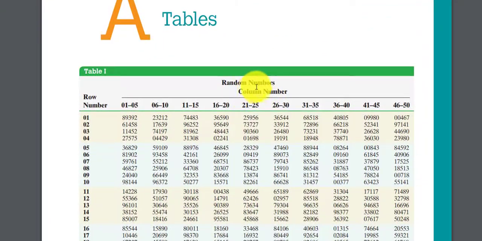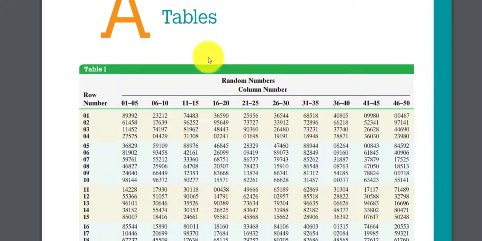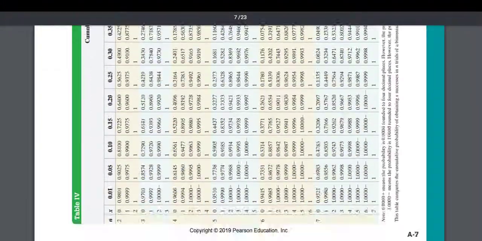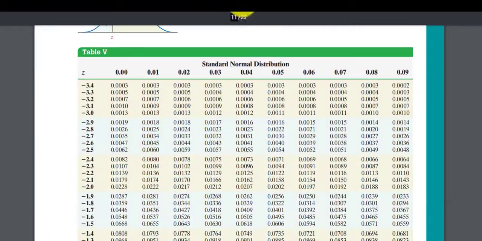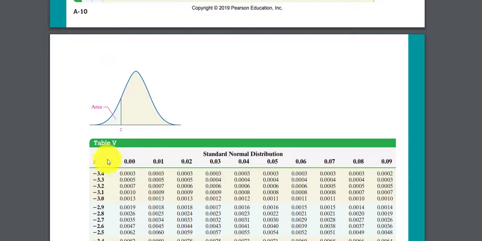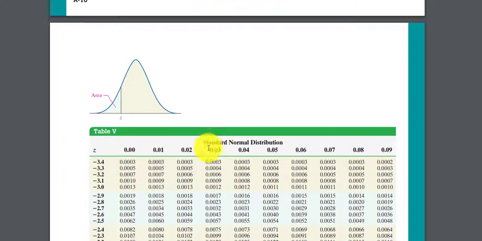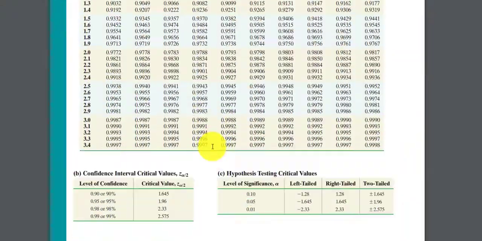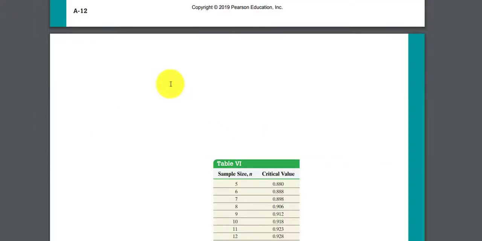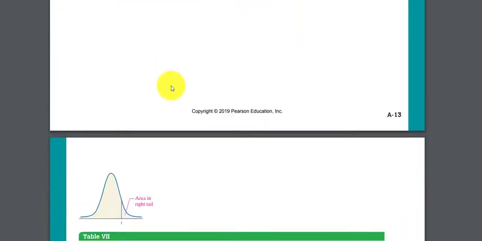Right here, the random numbers table. This is Table 1. If we scroll down to, I think, page 11, you'll see my standard normal distribution. This is where we get our z-scores from. If I continue to scroll down, when we get to confidence intervals, a 95% level of confidence has a critical value of 1.96.